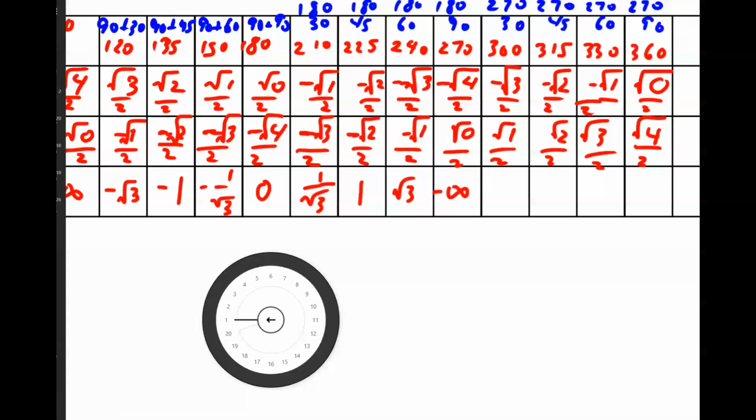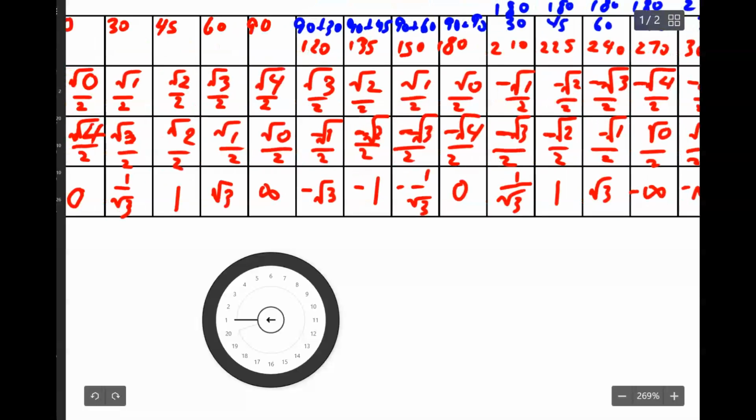Negative square root of 3 divided by 1 is negative square root of 3. Negative square root of 2 divided by square root of 2 is 1, or negative 1. Negative 1 over square root of 3 is negative 1 over square root of 3. And 0 divided by 4 is 0. Okay? All right. And then we just simplify, right?